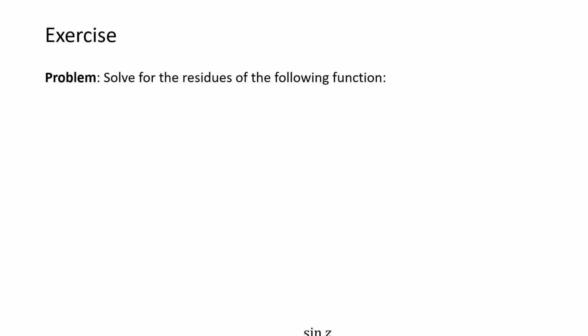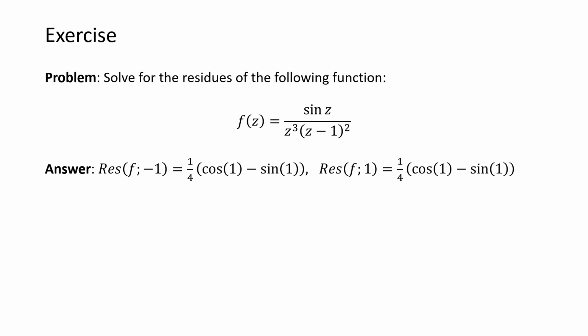Okay, we have an exercise for the listener. Take the function f of z equals sine z over z cubed times (z minus 1) squared, and find the residue at z equals 0 and z equals 1. And if you want to check your answer, I just put the solutions here.